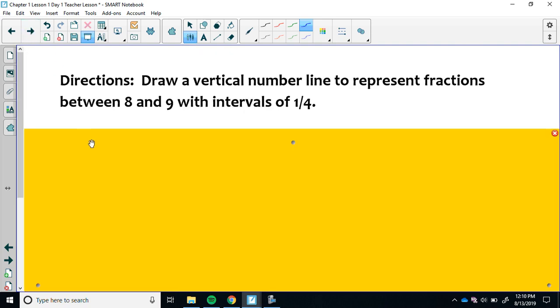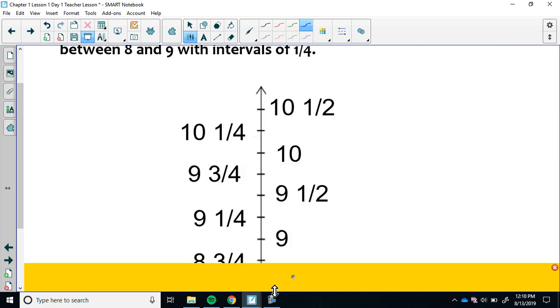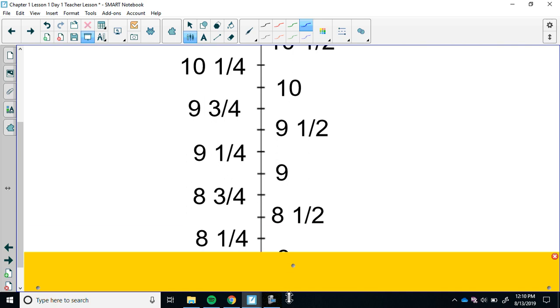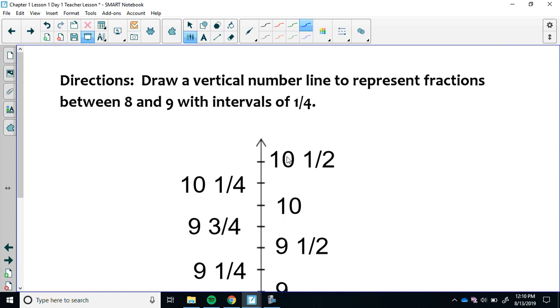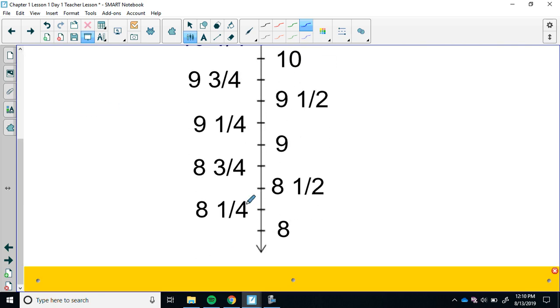Let's look at one more. Draw a vertical number line to represent fractions between 8 and 9 with intervals of 1/4. These will probably be the toughest problems that you have to do. Not too difficult, but we got 8, 8 1/4, 8 1/2, 8 3/4, 9, so on and so forth. And between 8 and 9, so that means we're going to do everything between 8 and 9, so we're only going to represent with 3 dots.